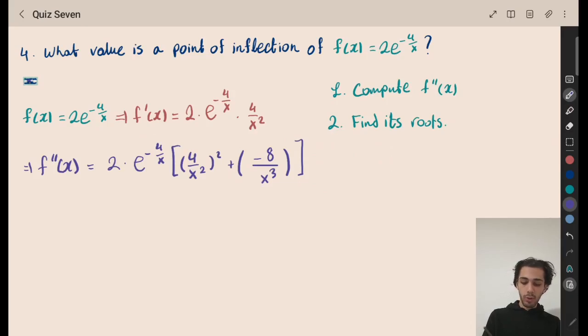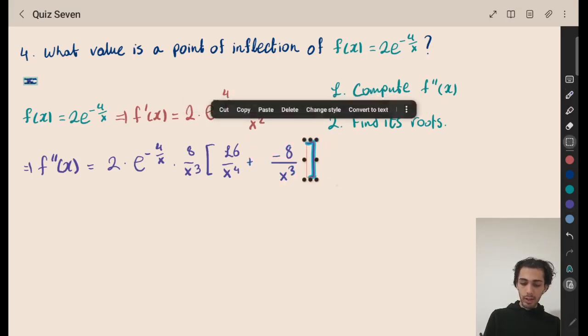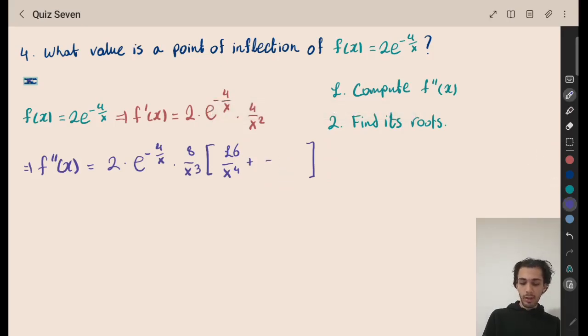Maybe I'll also factor out 4. I'll even factor out 4 over x squared. Even better, I'll factor out 8 over x cubed. You'll see why in a moment. So what I've just done here is that if I raise this to the power of 2 and raise this to the power of 2, I get here 4, and I get 16. So I can actually take out 8 over x cubed, and then I would have here a minus 1, and here I would have 2 divided by x. And I'm getting very close to the solution.